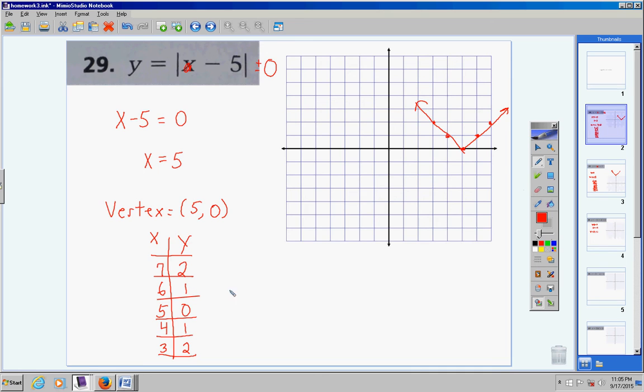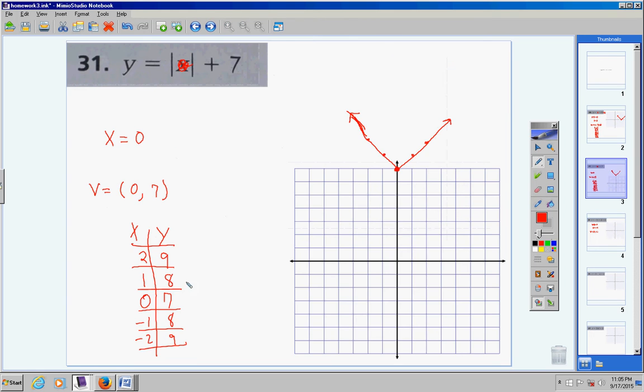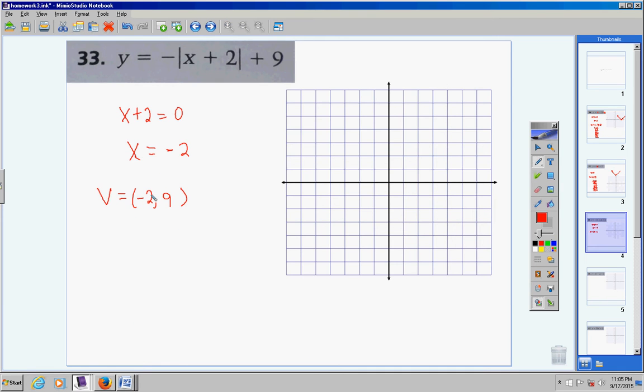And by the way, you'll know if you have the vertex. When I graphed this, 5 zeros right here, and everything fell into place, a perfect V. Right here, 0, 7 is right here. Everything else fell into place, a perfect V. So you'll know if you mess up on the vertex, okay? Right in the middle is negative 2, positive 9, okay?